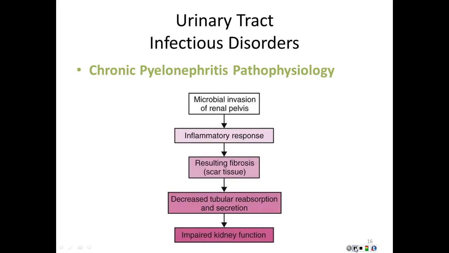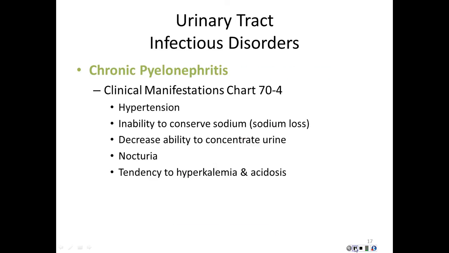So you can see here chronic continuous microbial invasions in the renal pelvis lead to the inflammatory process, which results in fibrosis or scar tissue, which leads to decreased tubular reabsorption and secretion and impaired kidney function. Clinical manifestations of chronic pyelonephritis are hypertension, the inability to conserve sodium, decreased ability to concentrate the urine, nocturia, and a tendency to hyperkalemia and acidosis.